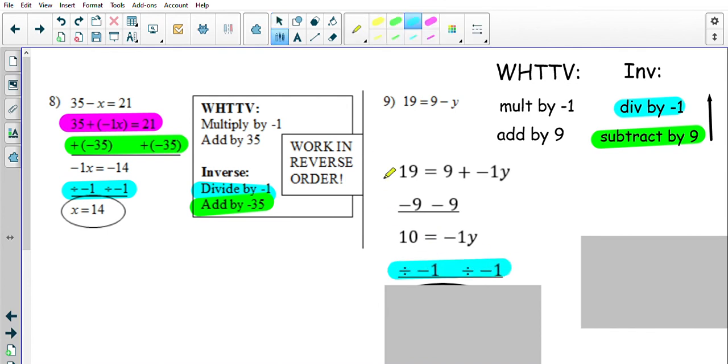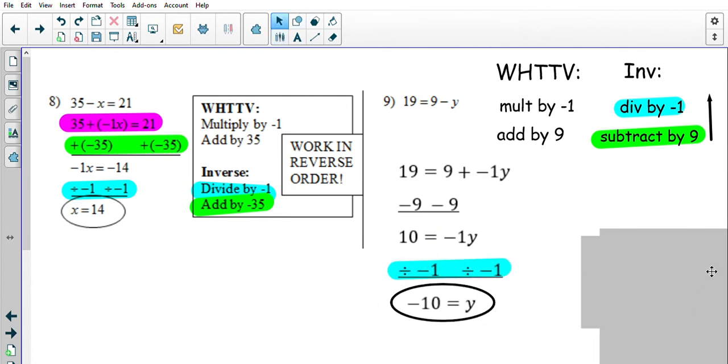10 divided by negative 1 is going to get us negative 10 for our solution. These are really beneficial to check, and since you have a calculator, it's really simple. Just plug in 9 minus negative 10, hit equals. If it doesn't give you 19, you know your solution is wrong, but it will.